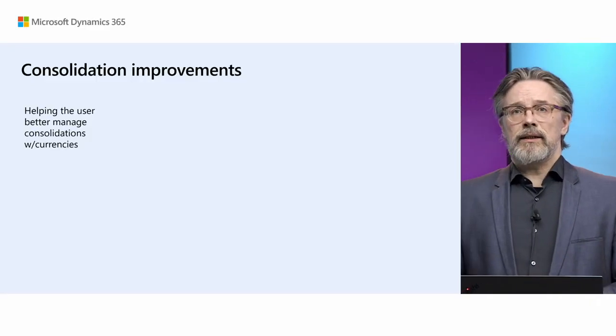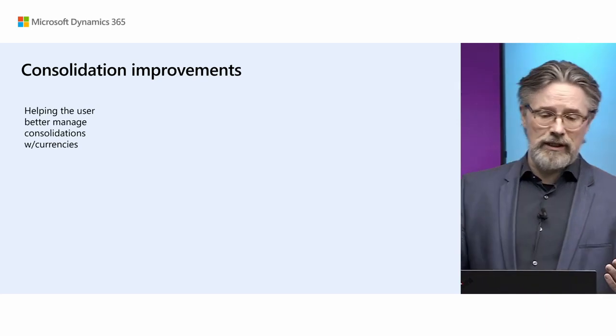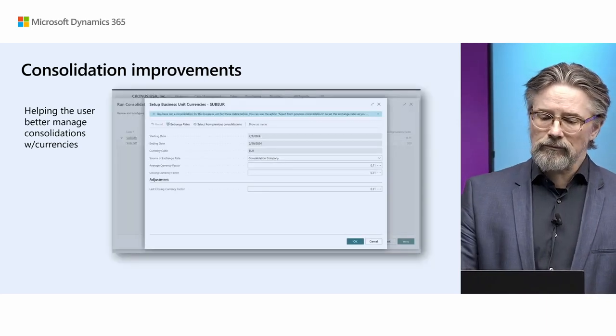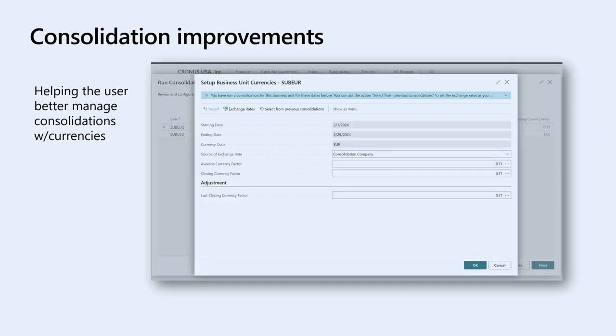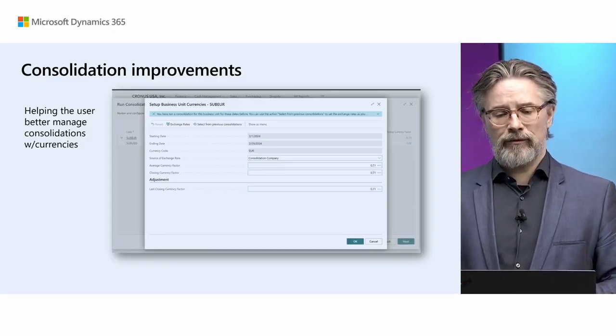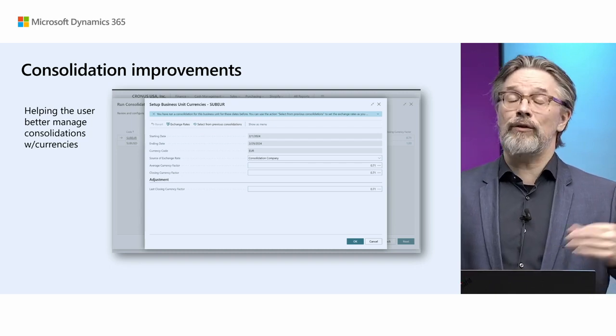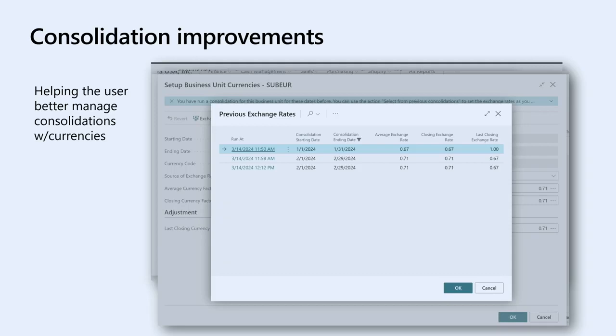Another improvement is the consolidation feature. We have helped the user manage currencies when you're doing consolidations. We have enabled the user, while they're in the process of doing consolidation, to look up the currency exchange rate. And if they're trying to recover from a mistake, they can also look up previous runs and pick rates from there. That is an important aspect of recovery from or rerunning previous periods in consolidation. And you'll be able to get a better overview of currencies while you're doing consolidation.